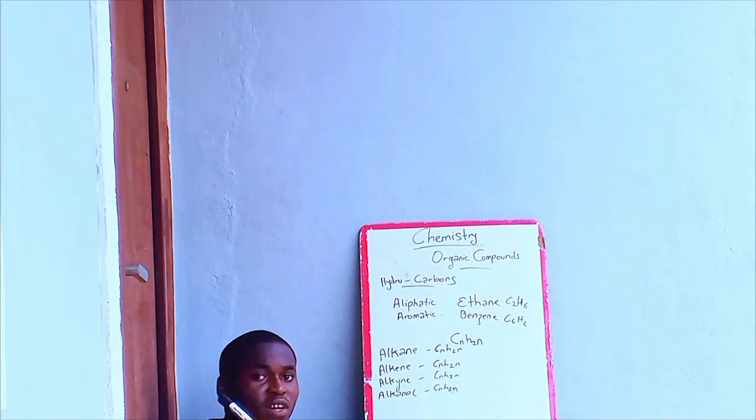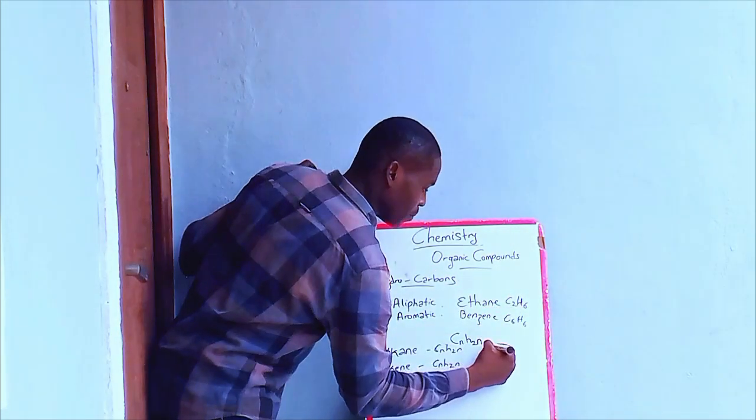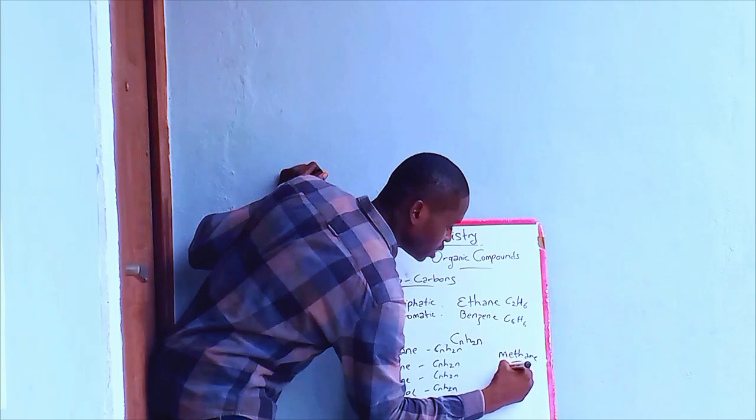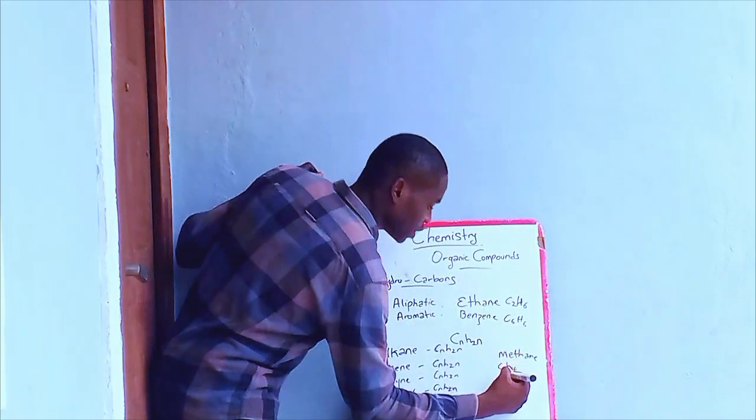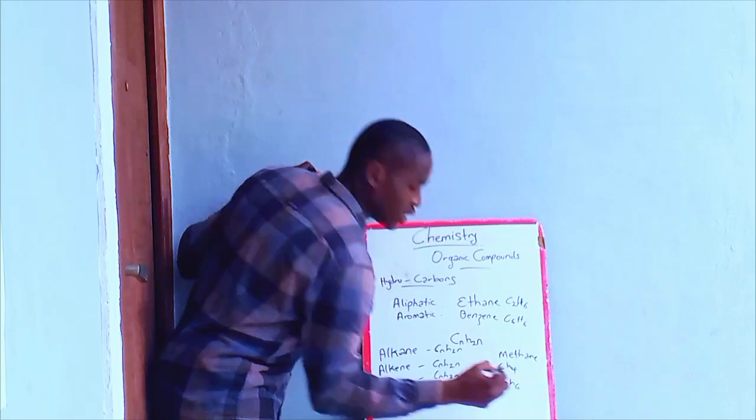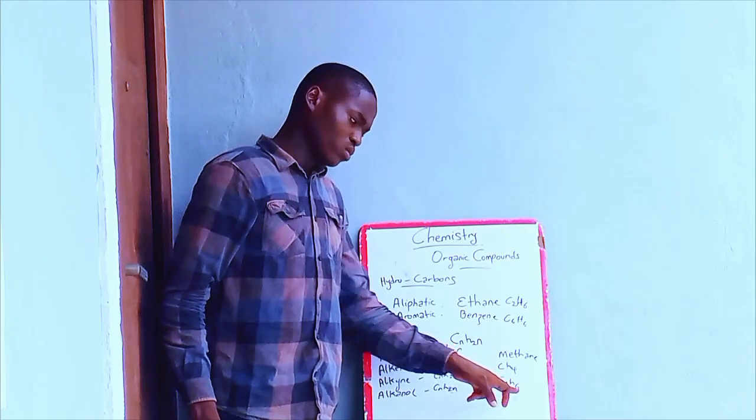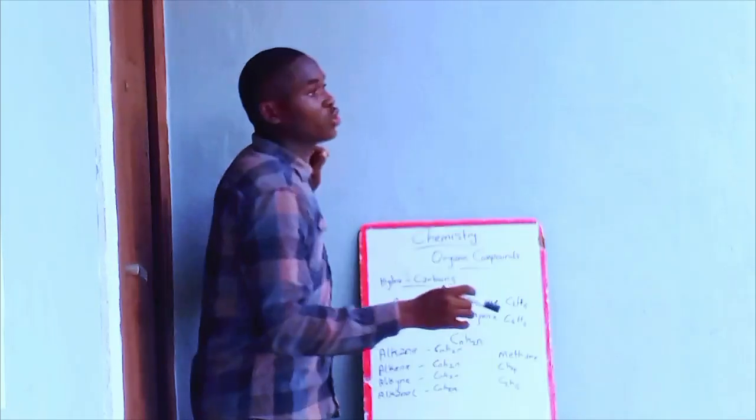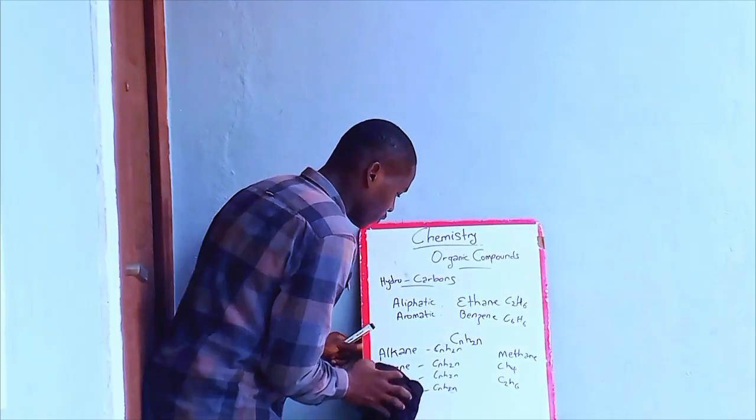Another characteristic I would like to show you is that each successive member differs by the addition of CH2. For example, methane, which is the first member, is CH4, while ethane, which is the second member, is C2H6. If you notice the difference, there is an addition of one carbon and an addition of 2 to this 4, which made it 6. So this is what I mean by the addition of a CH2 group. That's another characteristic of the alkane family.